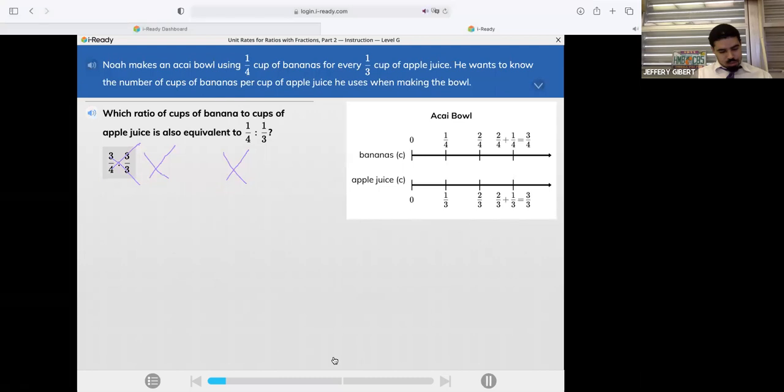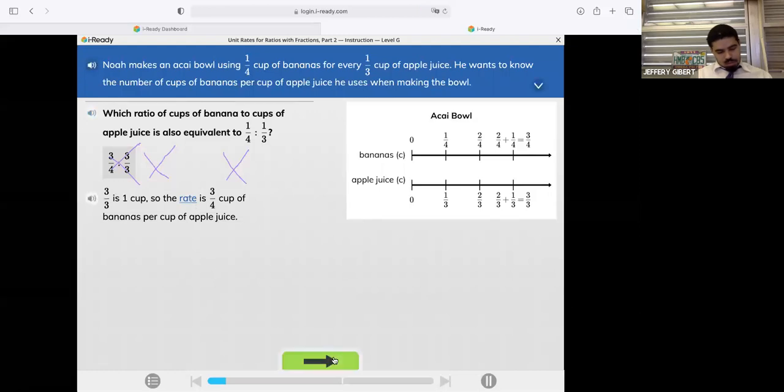Two-fourths plus 1/4 is 3/4, and 2/3 plus 1/3 is 3/3. 3/3 is 1 cup, so the rate is 3/4 of a cup of bananas per cup of apple juice.